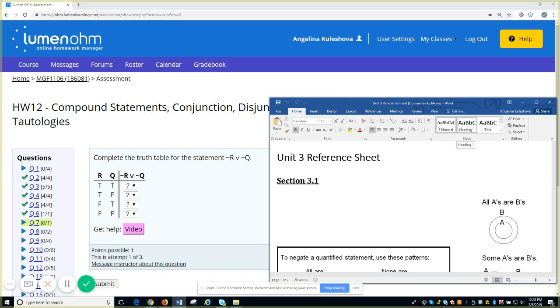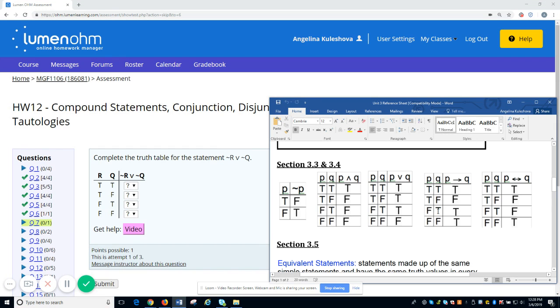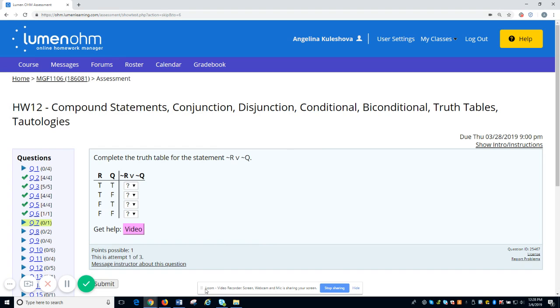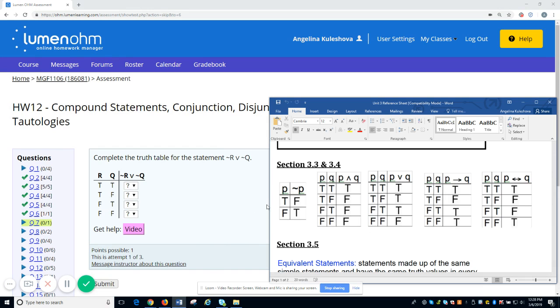Oh no, 1 second. Okay, I'm going to bring my tables back.